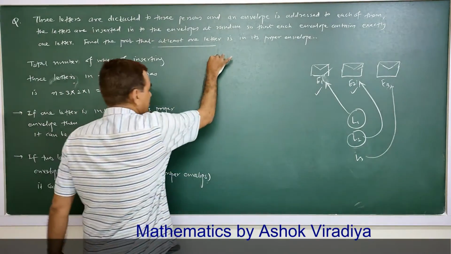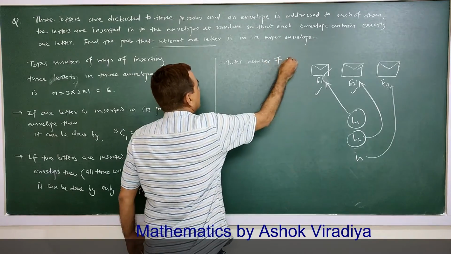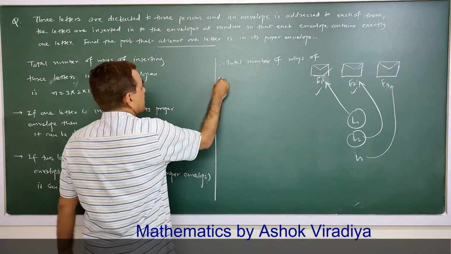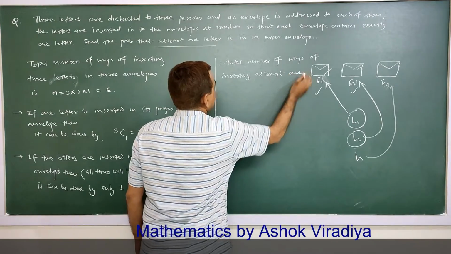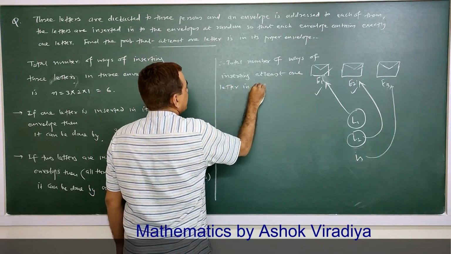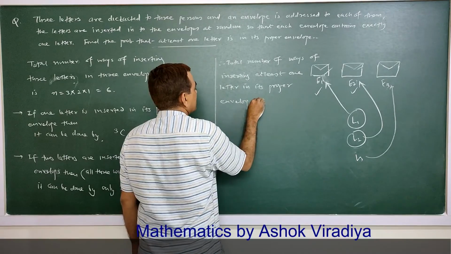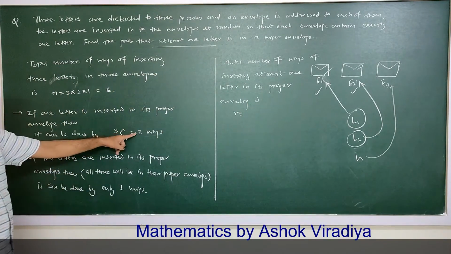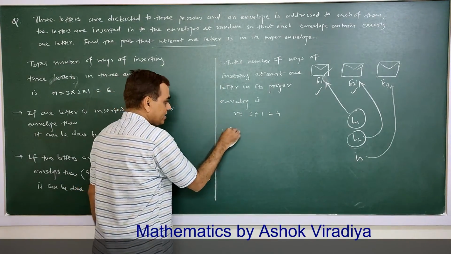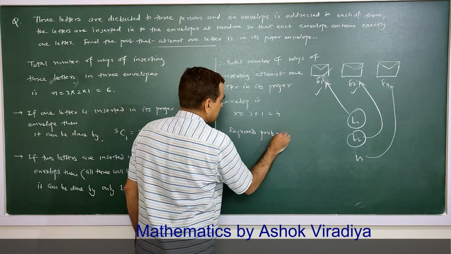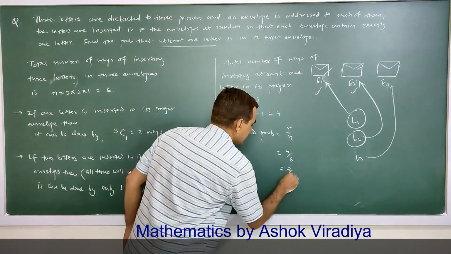So therefore, the total number of ways of inserting at least one letter in its proper envelope is R equal to 3 plus 1, that is 4. So the required probability is R upon n, that is 4 by 6. N was 6, so that is 2 by 3.